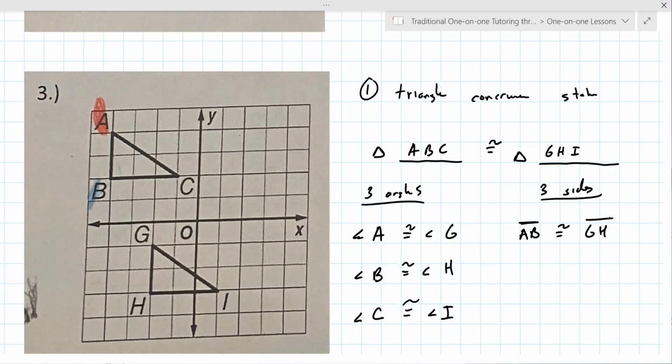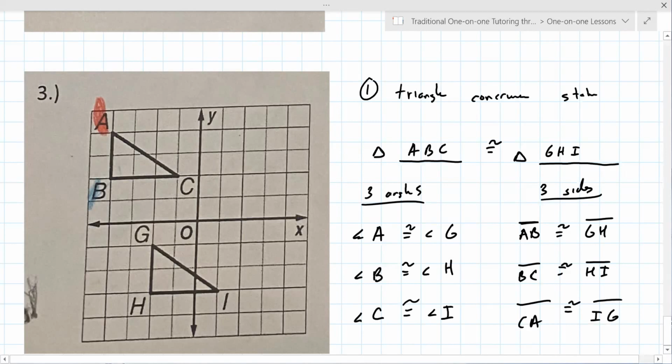So line segment BC is congruent to line segment HI. Good. And do you have the last one, or are you going to give it to me next? Hold up, give me like 2 seconds. Sure. And line segment CA is congruent to line segment IG. Very good. Okay, all right.